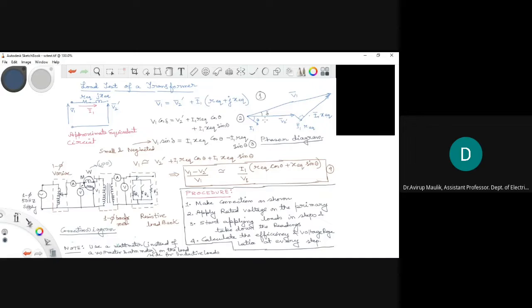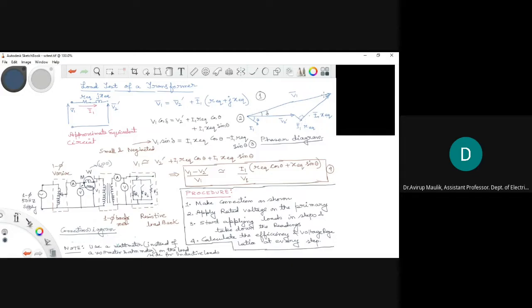Now this figure shows the phasor diagram. So we are taking the secondary voltage as the reference. We have assumed a lagging load so that the load current I1 lags the secondary voltage by an angle of theta. So we are trying to draw the phasor diagram from this equation. So V2 prime plus I1 into R equivalent plus j into I1 into X equivalent gives you V1.